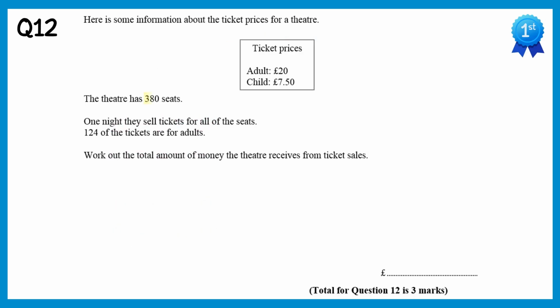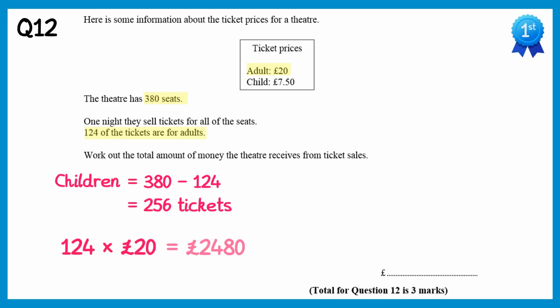In this question, there are 380 seats at the theatre, and 124 of those are sold to adults. So the rest must be sold to children, so we do 380, take away 124, and we get 256 child tickets. We're told in the question the price of an adult ticket is £20, and we know there are 124 of those, so we do 124 times 20, which gets you £2,480.